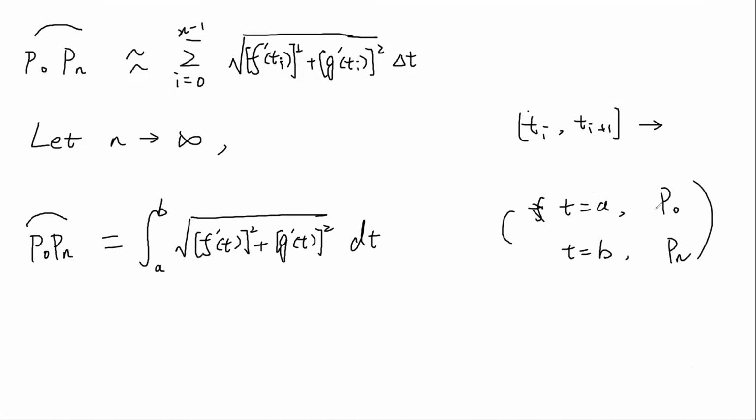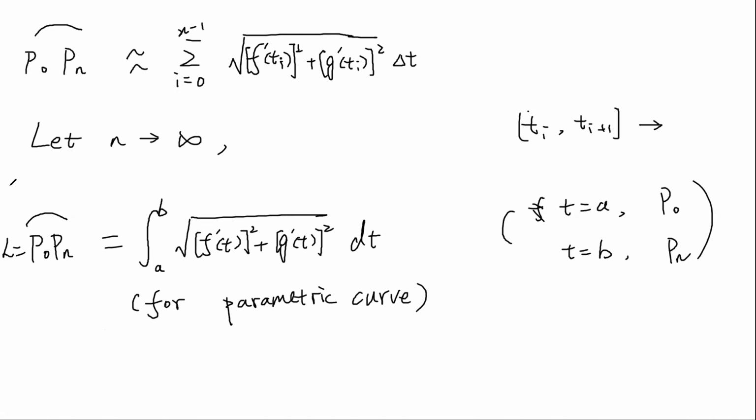So the starting point and the ending point of the arc. And this is the very first arc length formula. This is the arc length formula for a parametric curve. If the curve is given by x is equal to f of t and y is equal to g of t, you can use this formula.